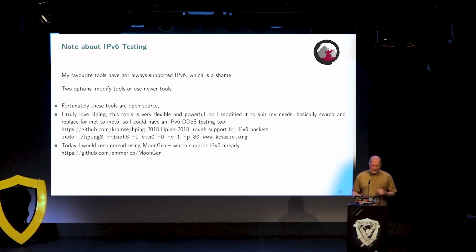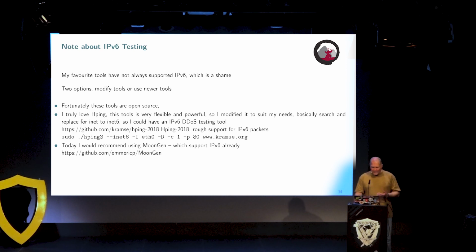So back in 2018, I just did a search and replace for INET to INET6 in the code, more or less. Twenty years ago, I did it with a port scanner, but in this case, it was just the HPing tool, and that made it possible for me to send IPv6 packets. So it is possible to use older tools and update them. I'm not a great programmer, but I can do search and replace, and then I can do make until it compiles.